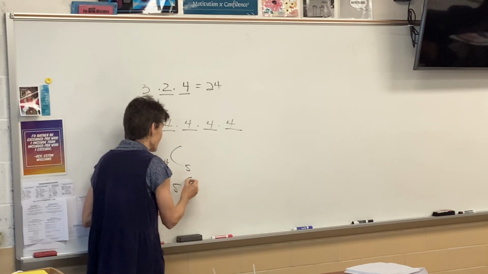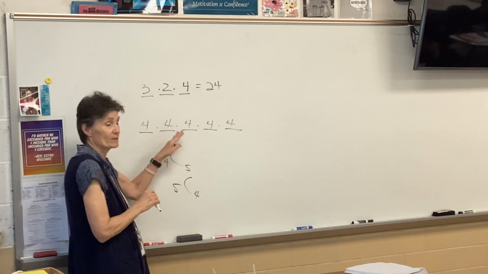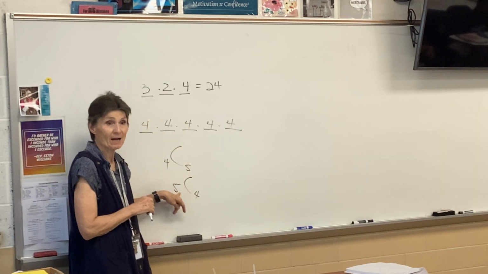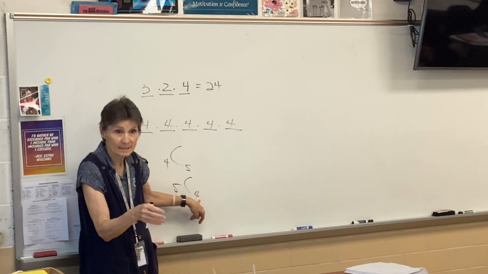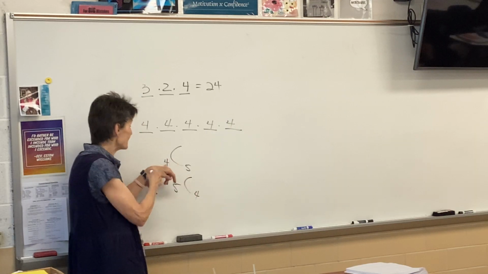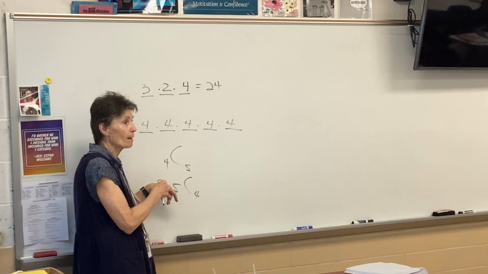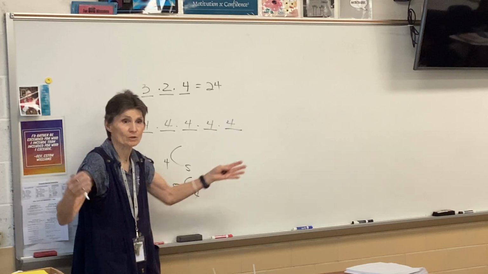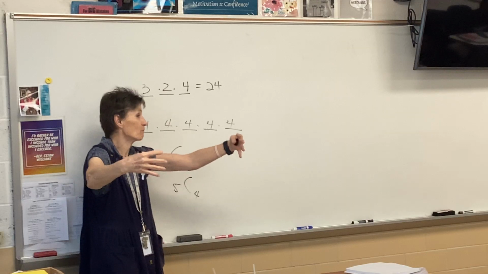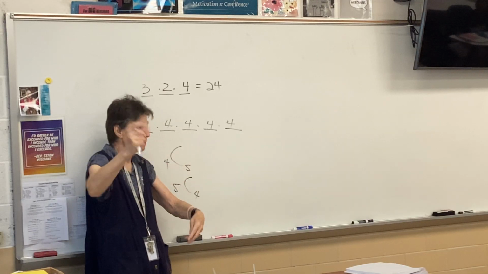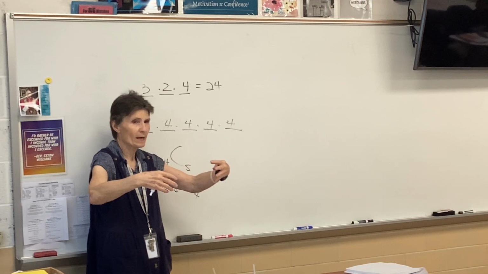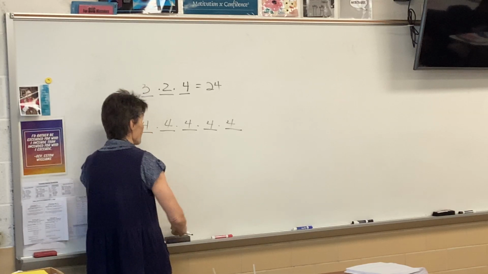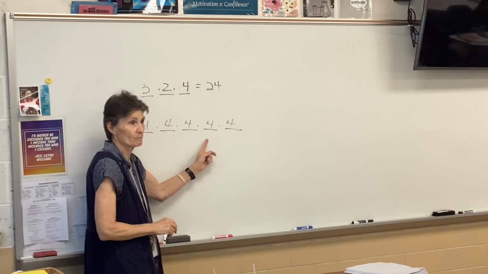Could we do 5C4? It's still the wrong answer to this problem, but does this make sense? 5 things, taking 4 at a time. I can do that. I cannot do this. So when you set up your C's and P's, you have to have the big number first. This is how many I have to pick from, and then I'm gonna pick some from that, okay? This is not the answer to this problem. The answer to this problem is simply 4 times 4 times 4 times 4.